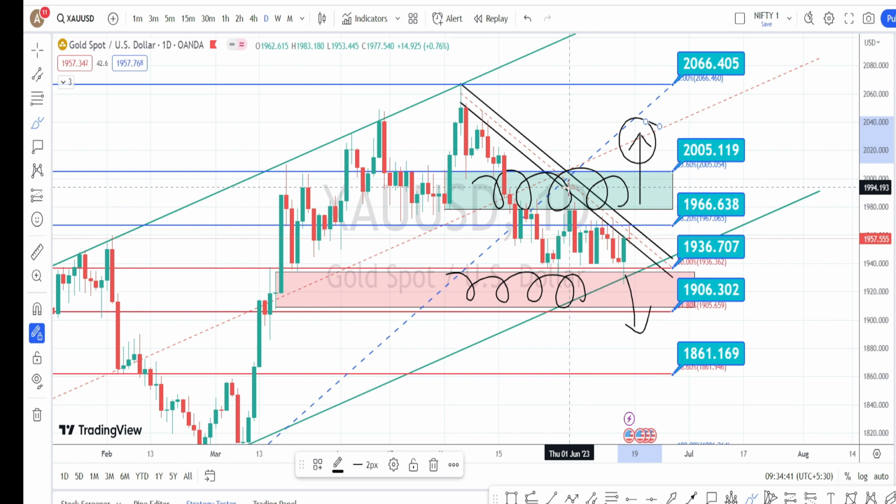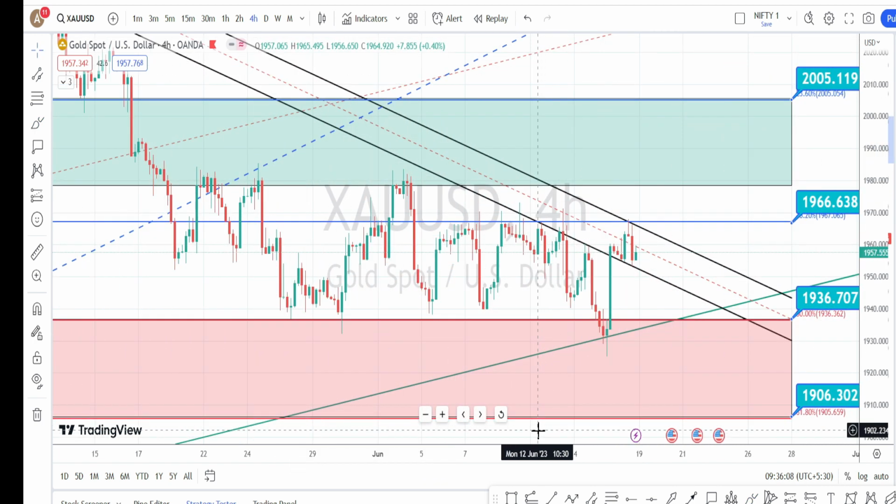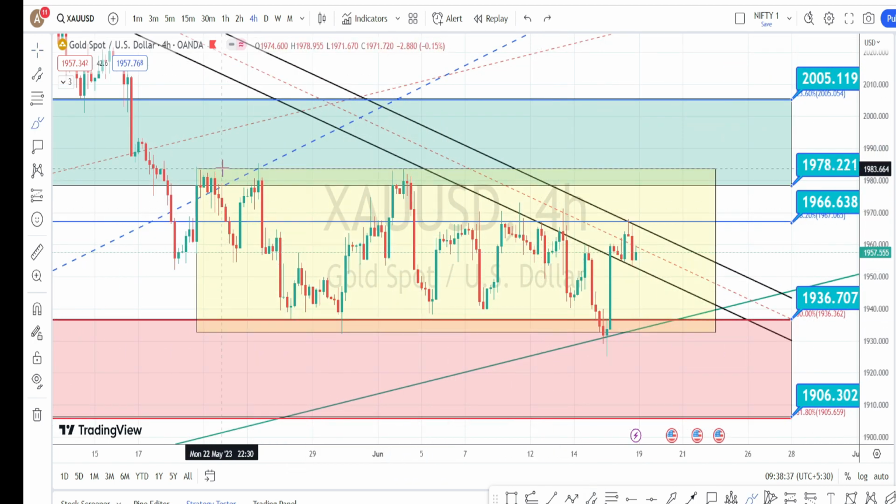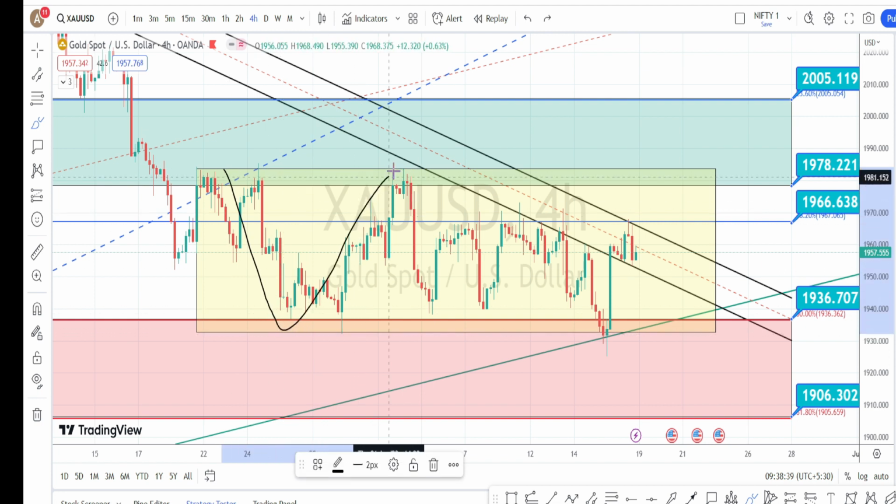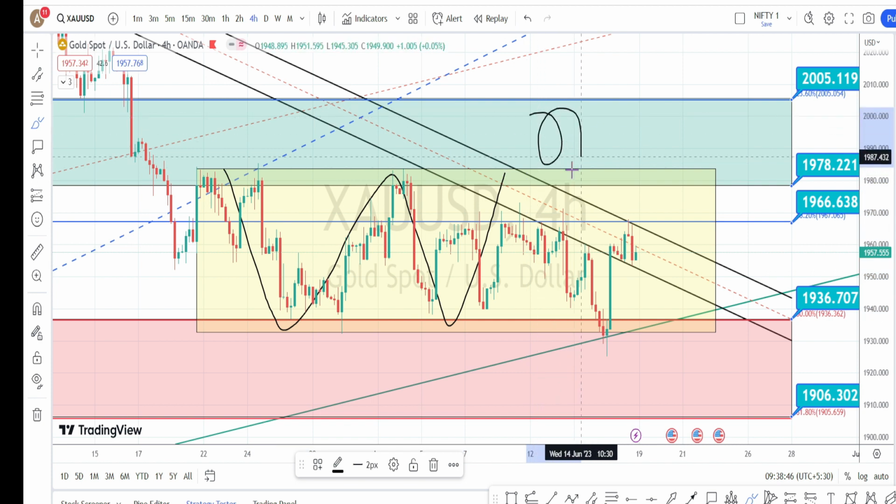Let us look at the price action in 4 hours time frame. I'm in 4 hours time frame. Now the price action in 4 hours time frame is also under consolidation or trading between this daily time frame resistance zone and the support zone.